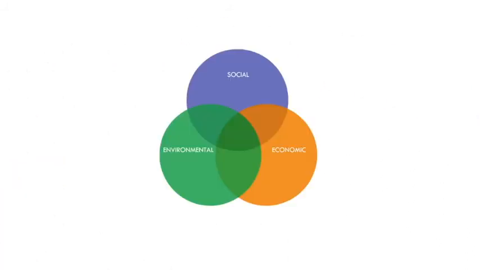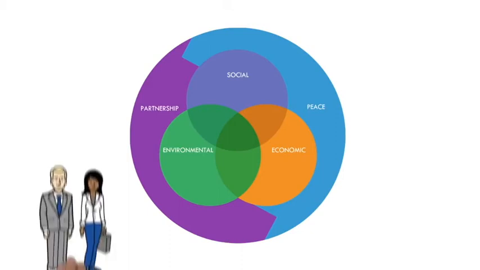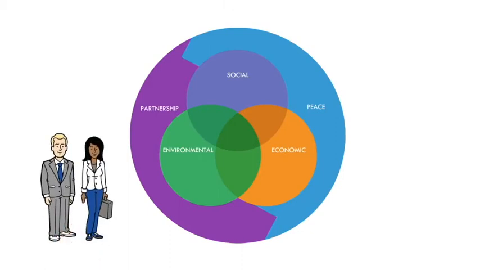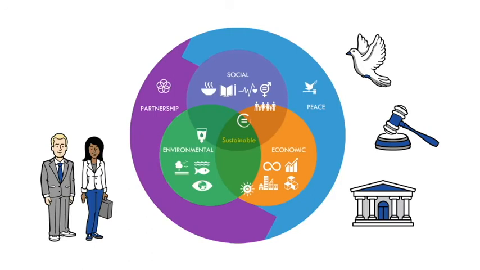To develop this approach a step further, 2 critical dimensions that will drive Agenda 2030 were adopted by member states: partnership and peace. Partnerships strengthen the capacities of all stakeholders to work together. Peace, justice and strong institutions are essential for improvements in the 3 core areas. Genuine sustainability sits at the center, and it will be important to consider each of the SDGs through the lens of these 5 dimensions.